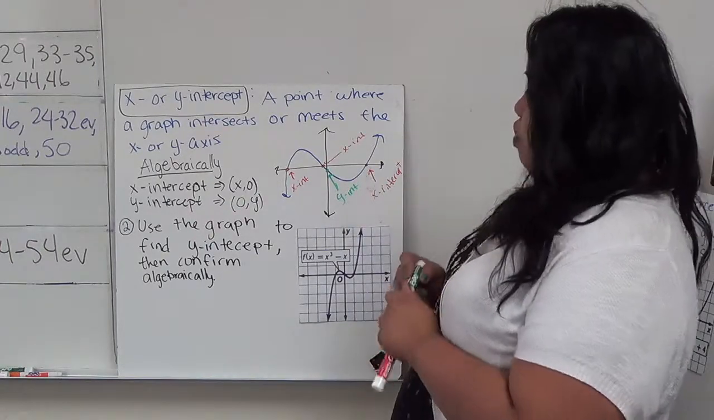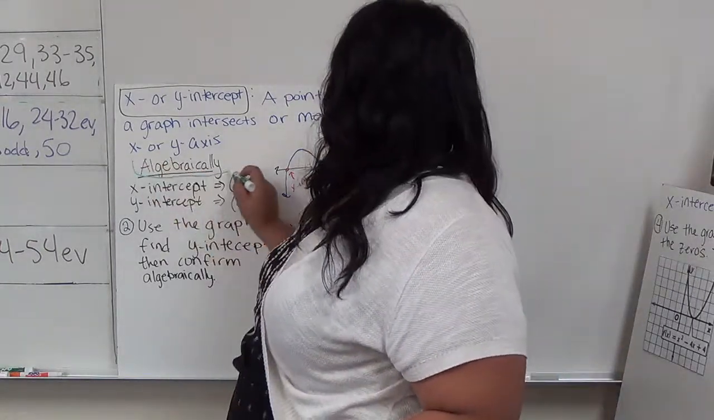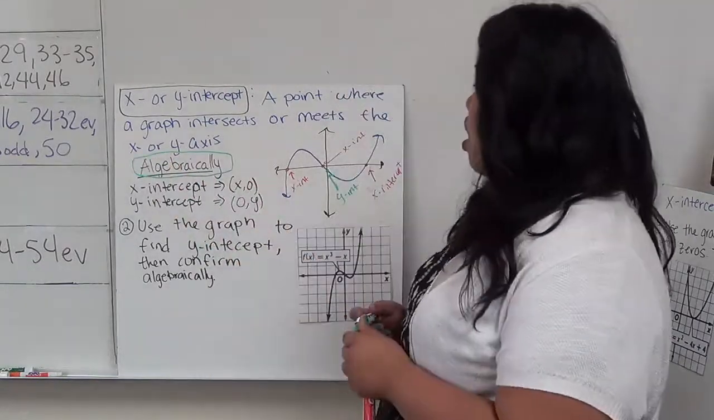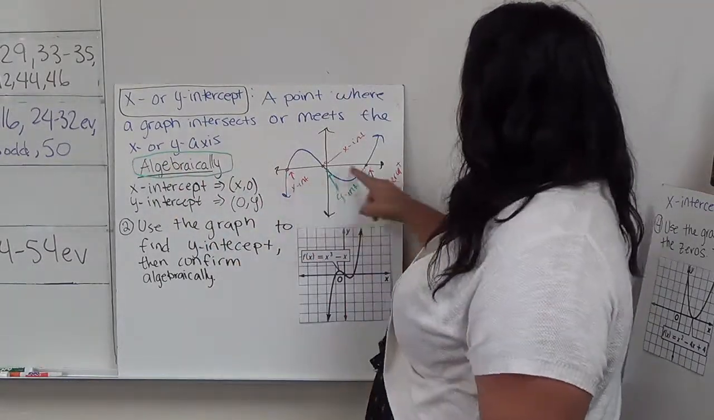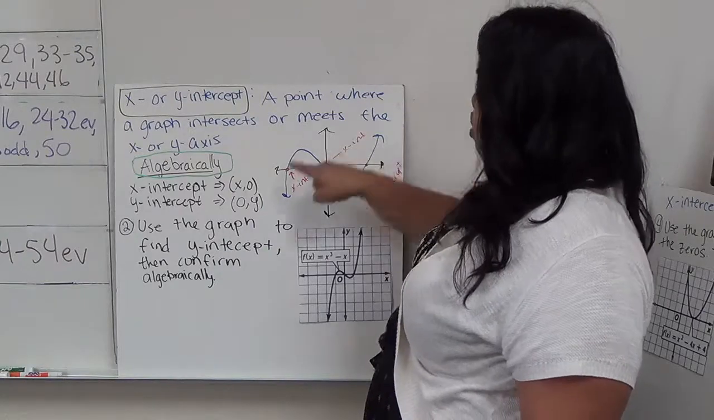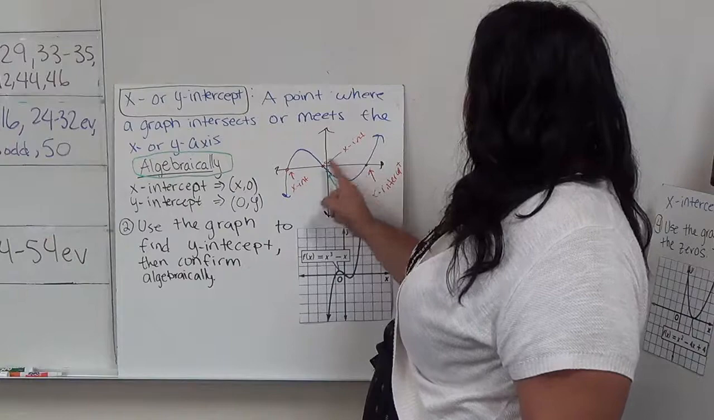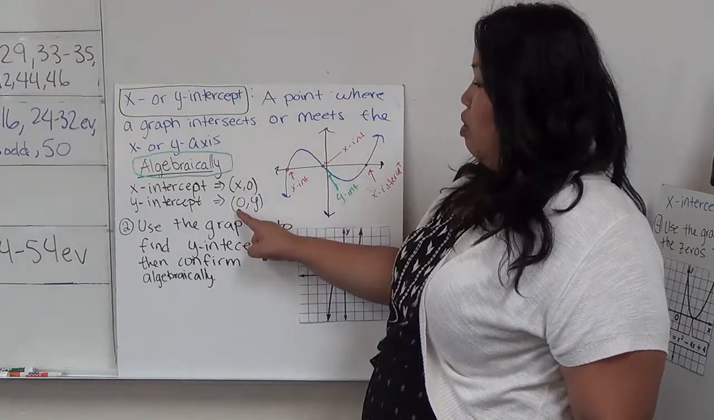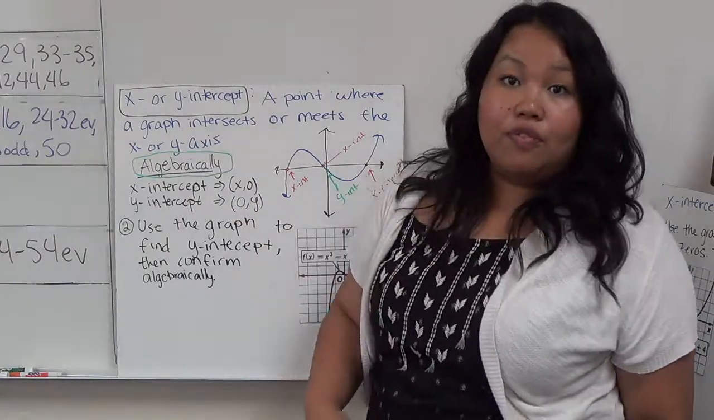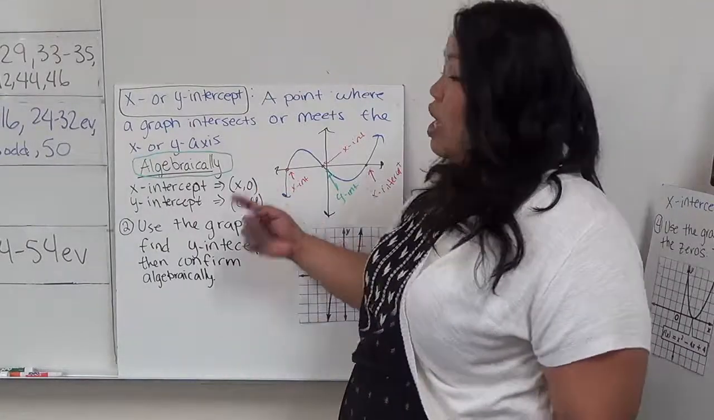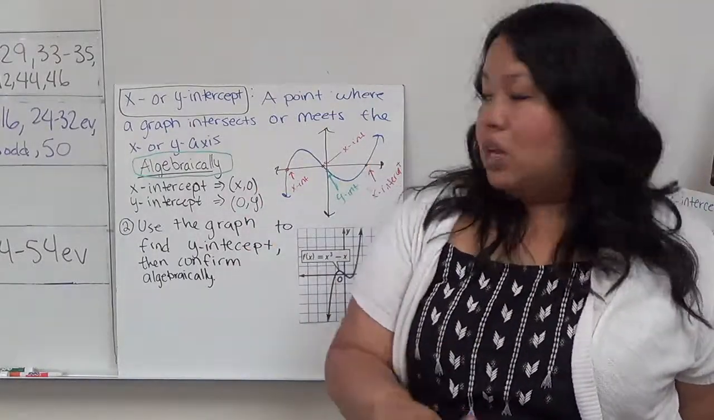And algebraically, what it means by x-intercept or y-intercept is that it doesn't move anywhere on the other axis. So x-intercept means it goes on the x, but it doesn't move up and down, so your y is always 0. And y-intercept moves up and down, but it doesn't move left and right, so your x is 0. So we use that algebraically: if you want to find the intercept, you put the 0 in for the other variable, and then you solve.